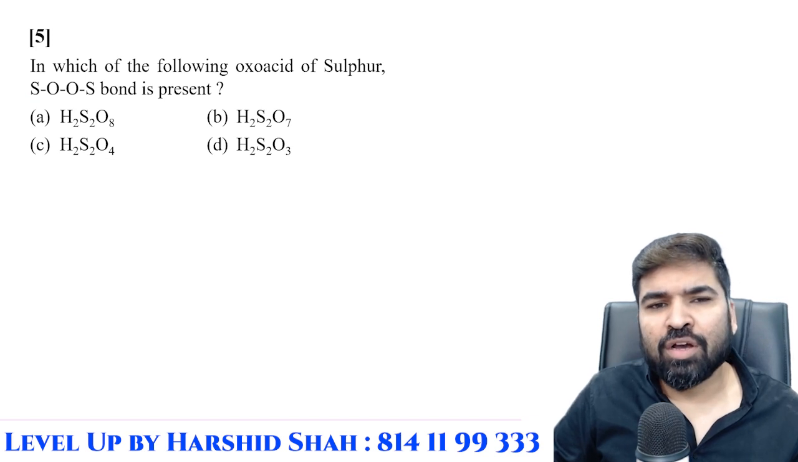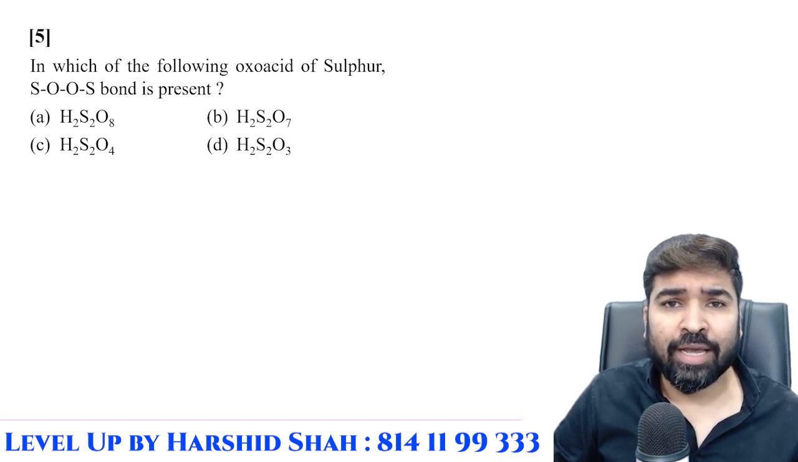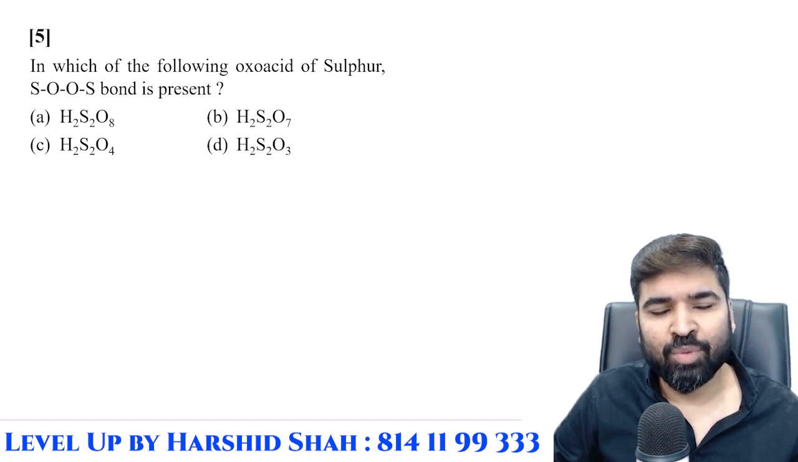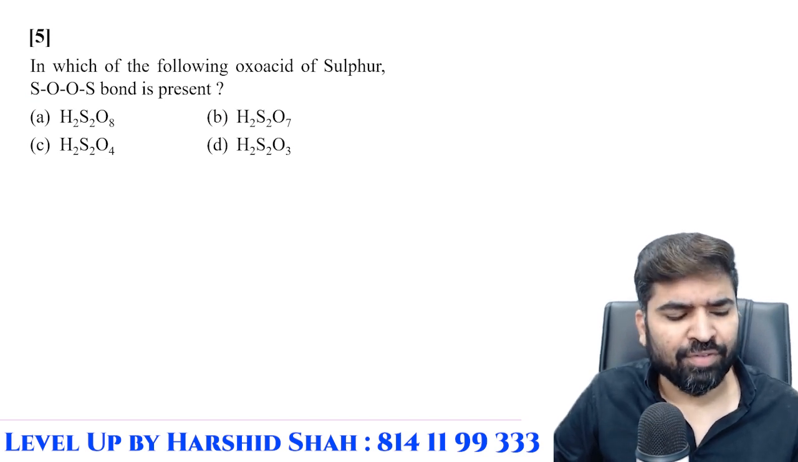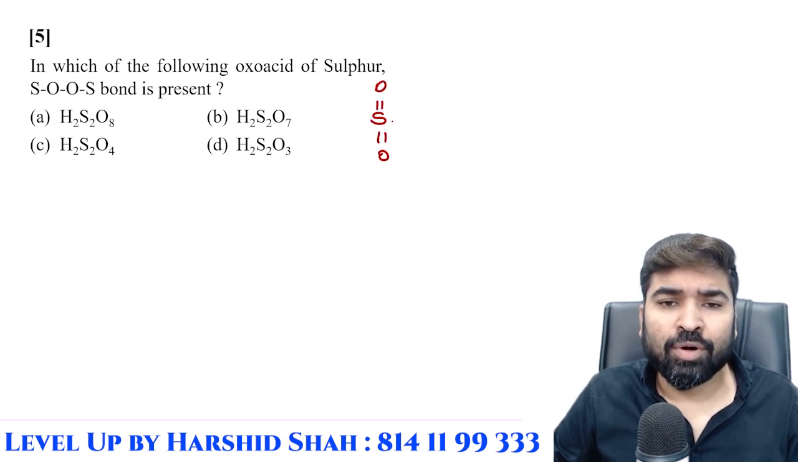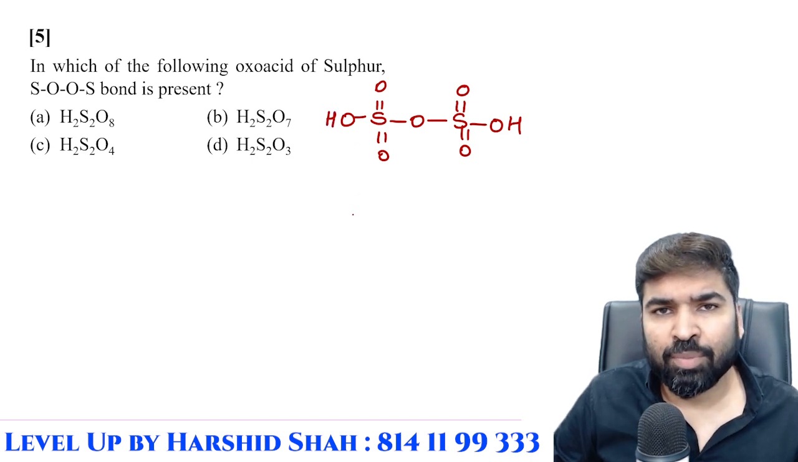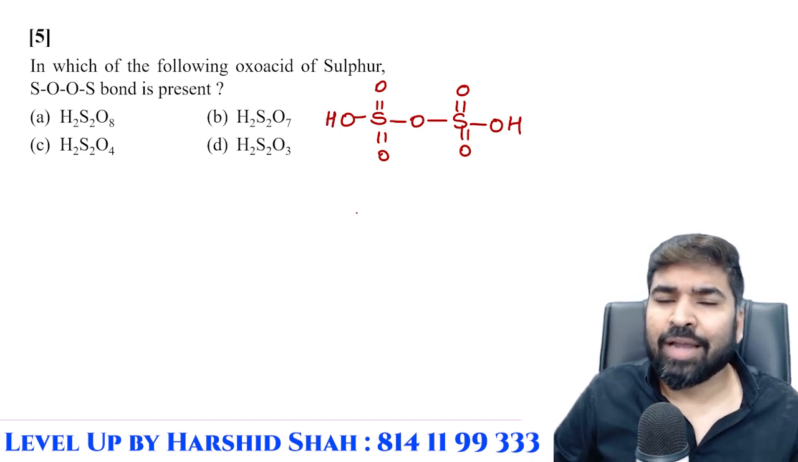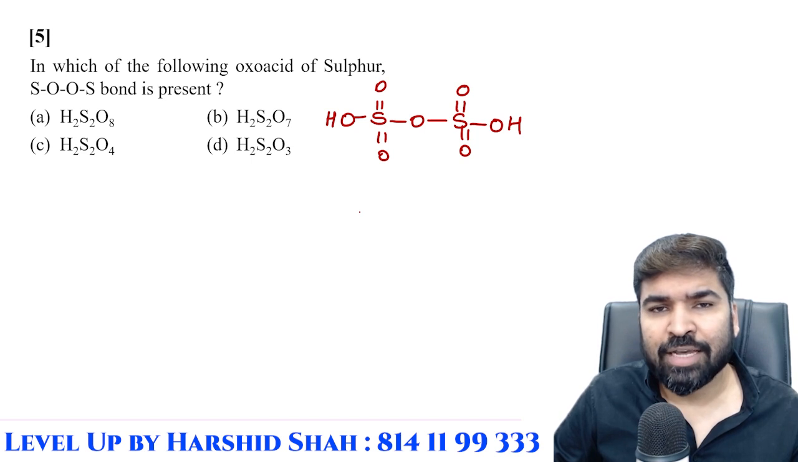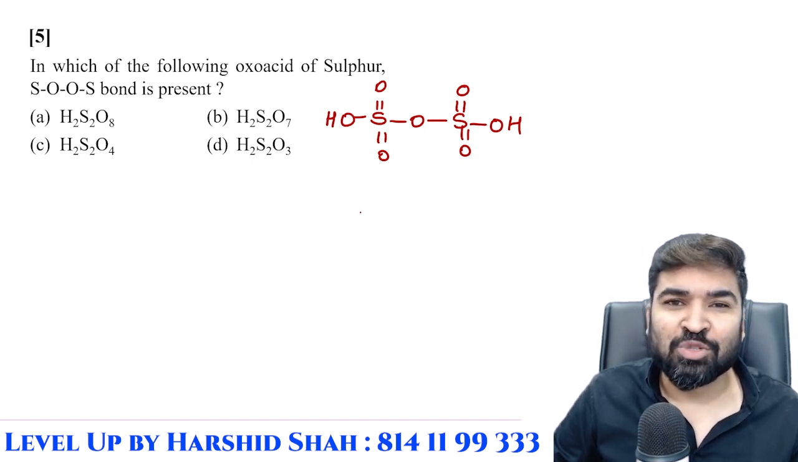In which of the following oxo acid of sulfur, the S-O-O-S is the possible one? So H2S2O7 is oleum, which will be S double bond O, dash O, double bond O dash OH. This is H2S2O7. This is H2SO4 plus SO3. As you can see, it has SOS but not having S dash O dash O dash S, as we want the peroxyl linkage to be there.